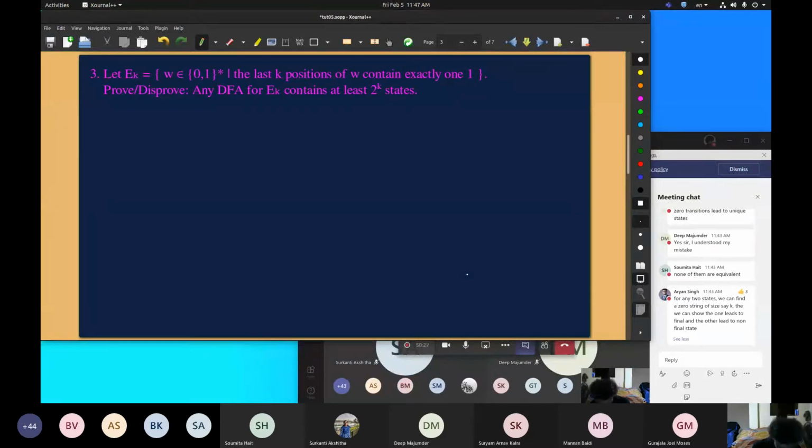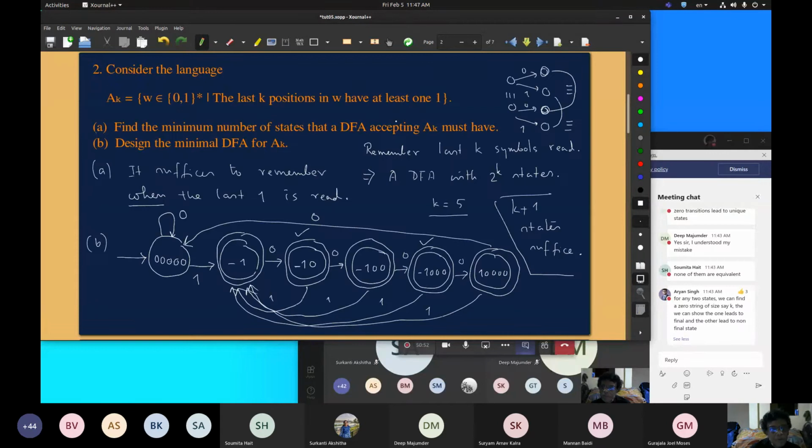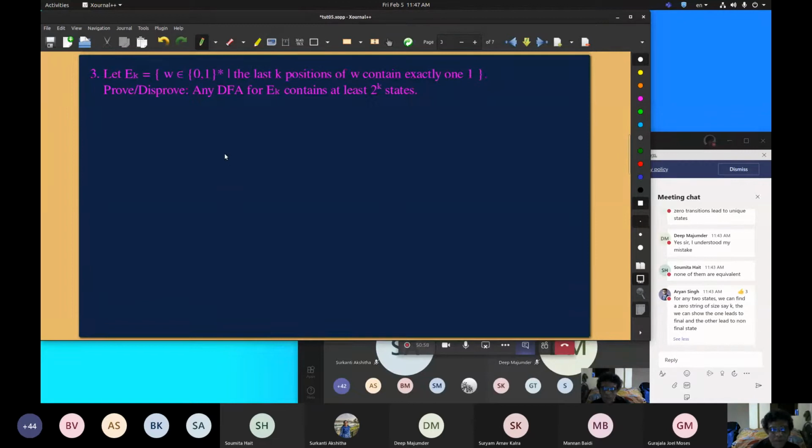So this is another variant. So this A now stands for exactly one. So set of all binary strings such that the last k positions of W contain exactly one 1. Okay. It can be in any of these places, last one, second last one, third last one, fourth last one, up to kth last one, but it must be exactly one 1. Okay. And then repeat the same thing. Find the minimal number of states and design a corresponding DFA.